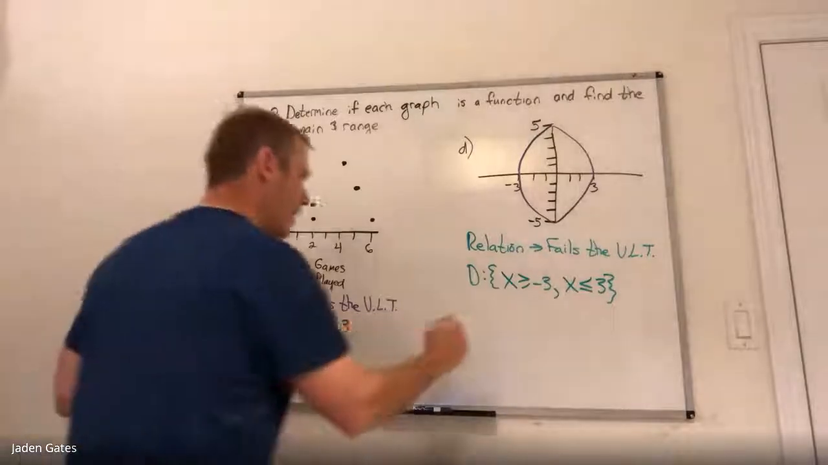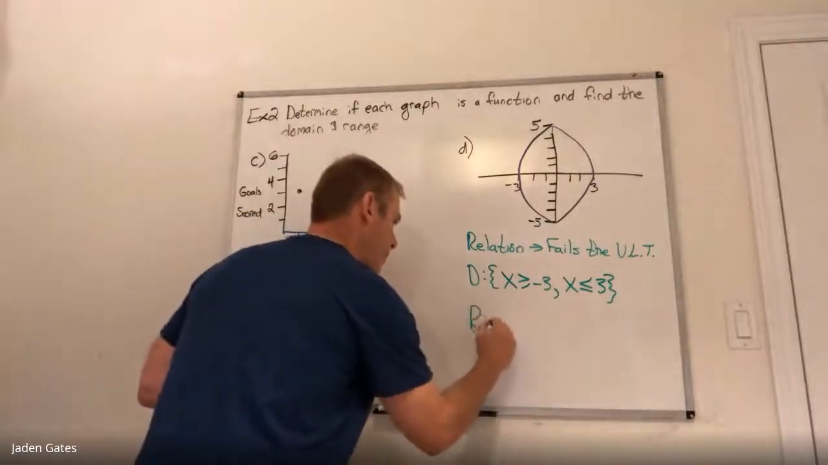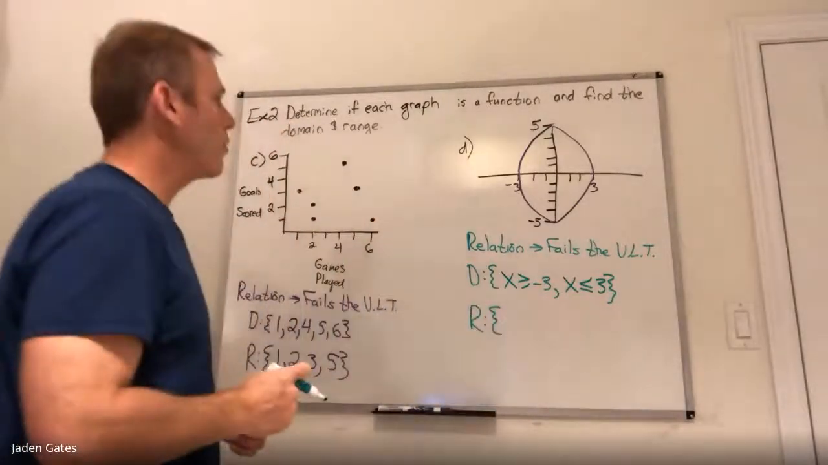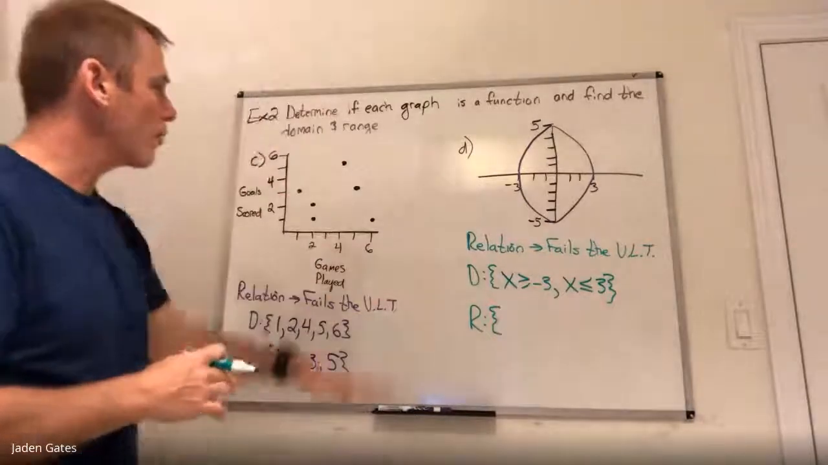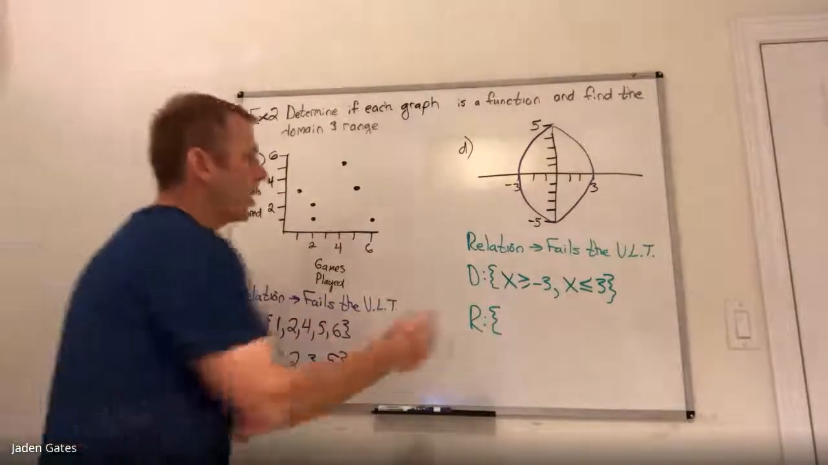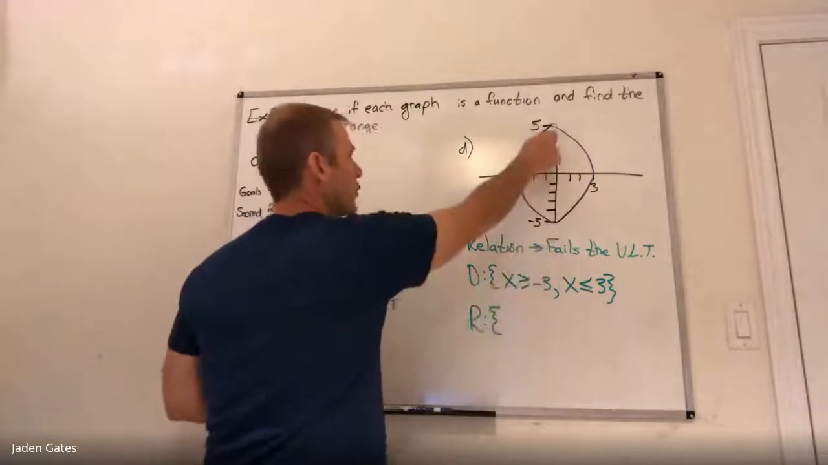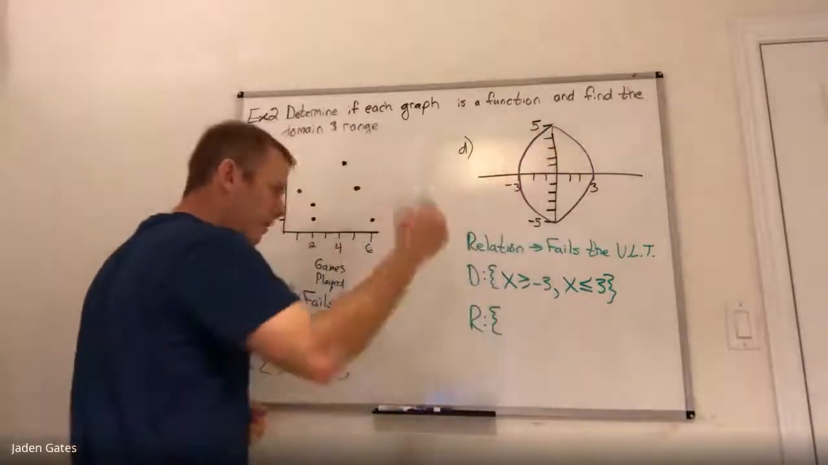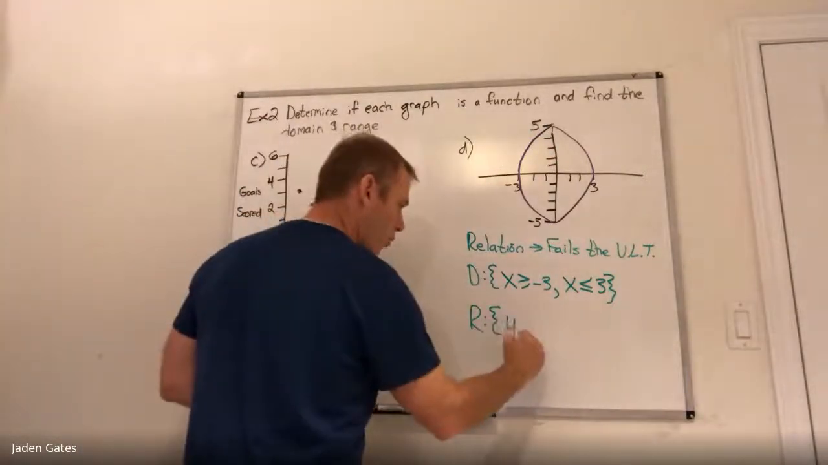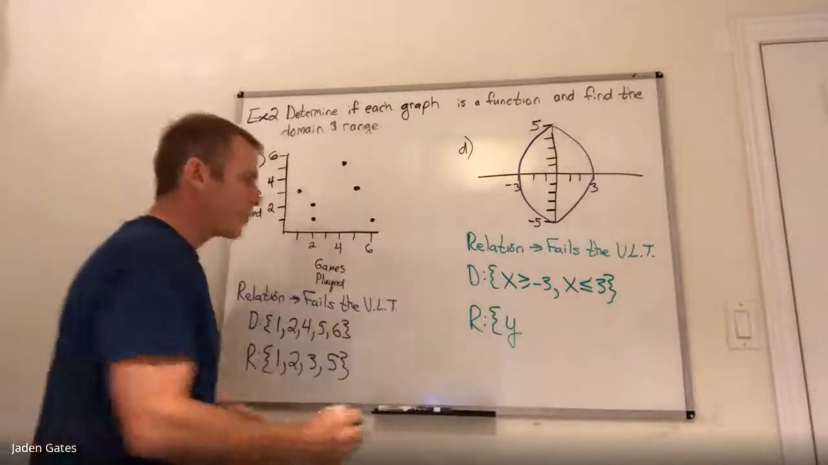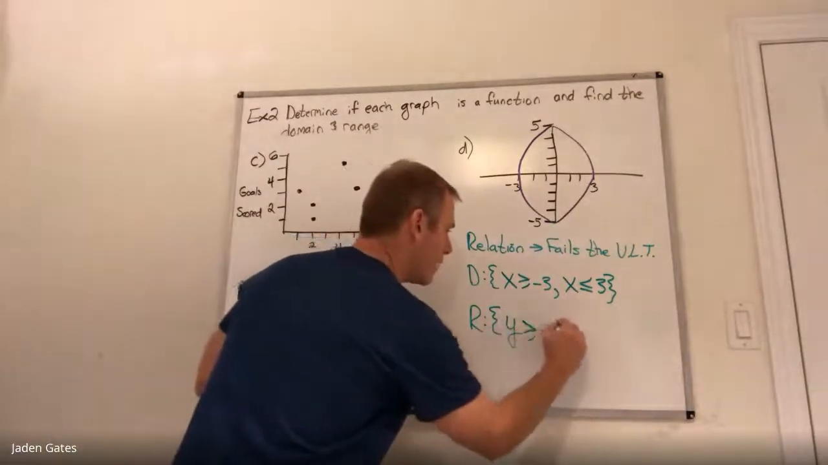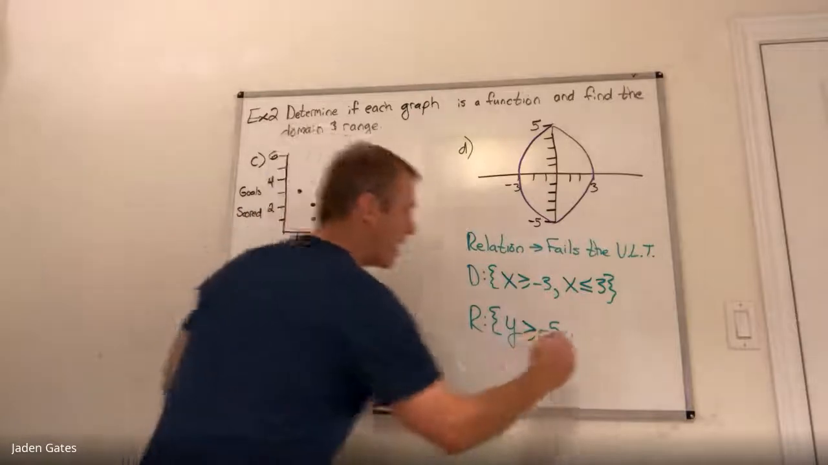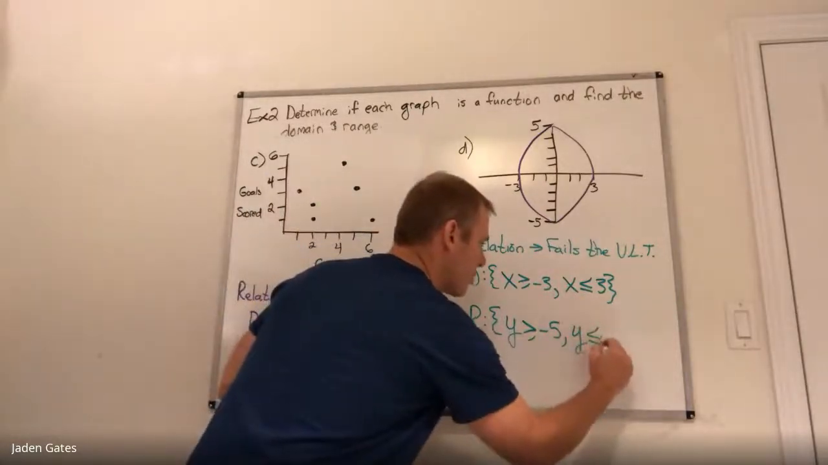Same thing with our range. All right, so I look, again, that's vertical, our range, our y values. It bottoms out here at -5, but only goes up to 5. And so, again, because we're talking about range, our y values, it's greater than or equal to -5, but yet y is less than or equal to 5.